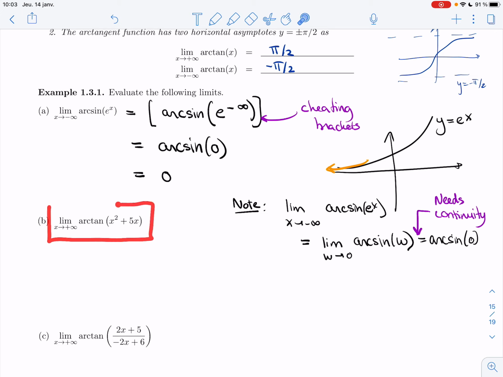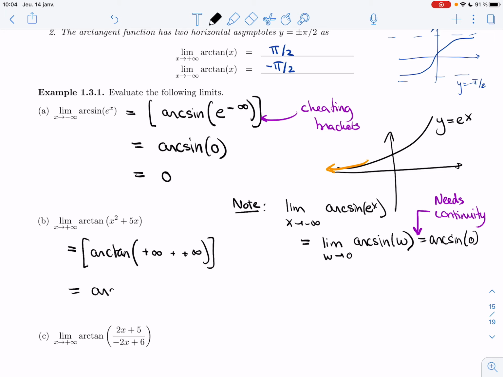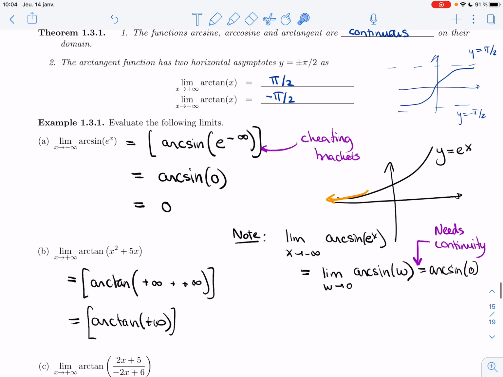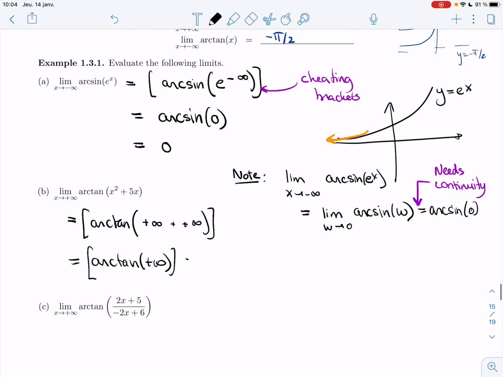Here is a new limit. I want to look at arctan of x squared plus 5x as x goes to infinity. So let's look at what we end up with. I have arctan. If I plug in infinity here, I'll get infinity squared, which is still infinity. 5 times infinity is still infinity. So really, the interior goes to infinity. And so I want to know, where does arctan go when the interior goes to infinity? Well, that is this part of the theorem. Arctan goes to pi on 2.